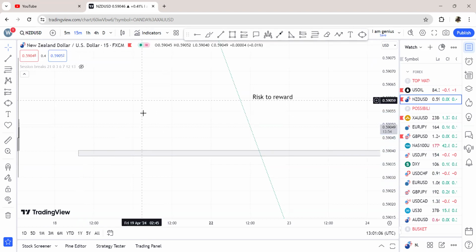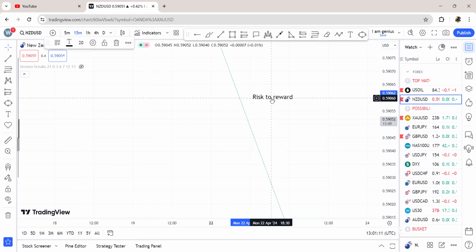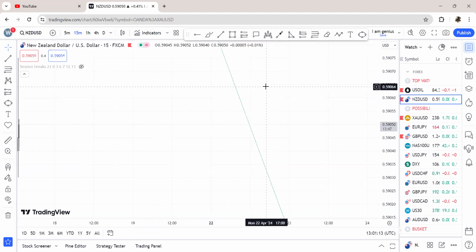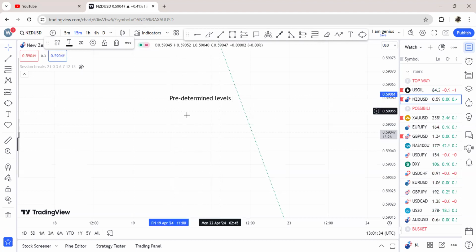So now the easiest way I've found to have entries where you're not even scared of anything is having this idea I call predetermined levels. This is going to give you more confidence in your trades rather than not having this.